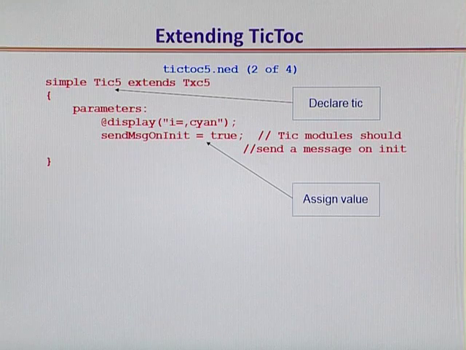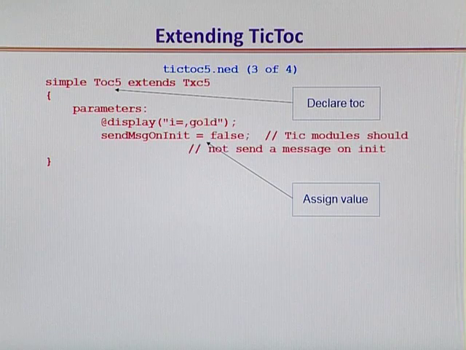That is now. Here we see that another simple module called tick5 extends txc5 in such a way that the icon color given to tick now is cyan, and the value which is assigned to send message on initialization is now made true. So it means the tick module should send a message on initialization.